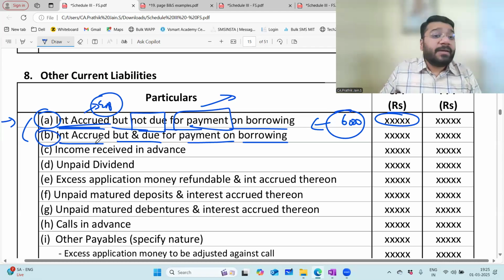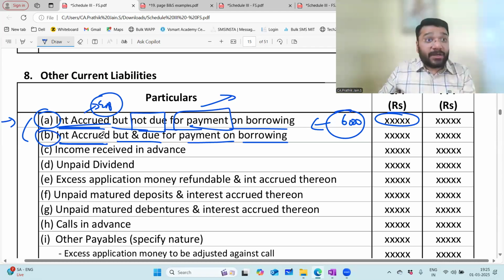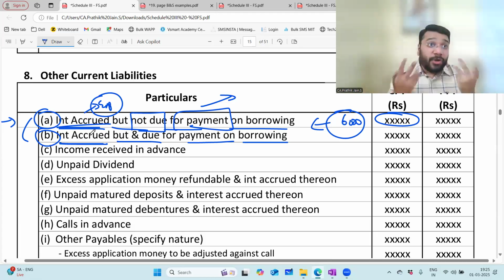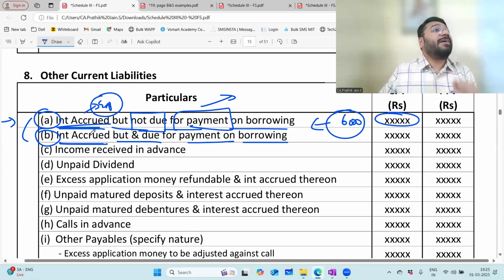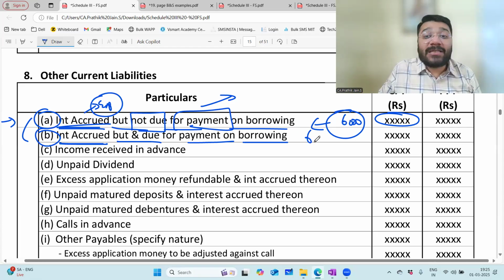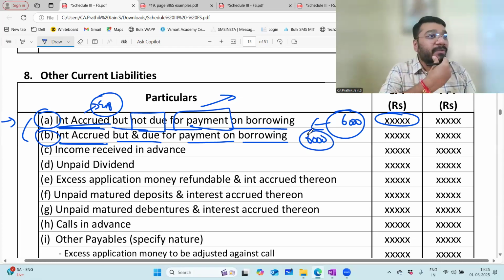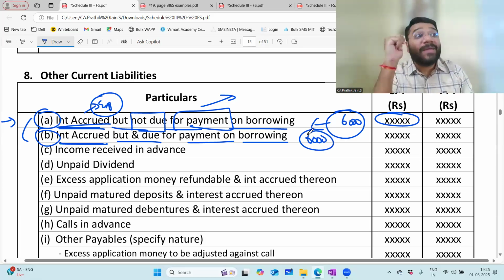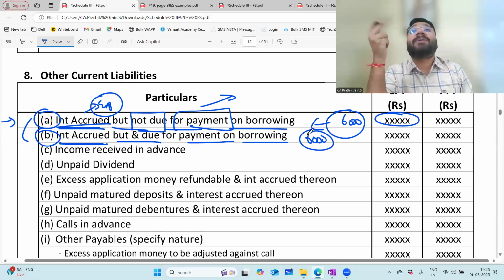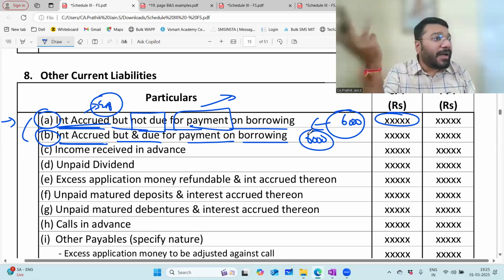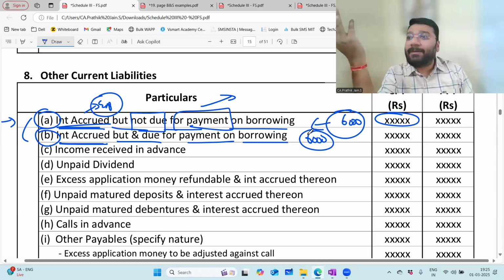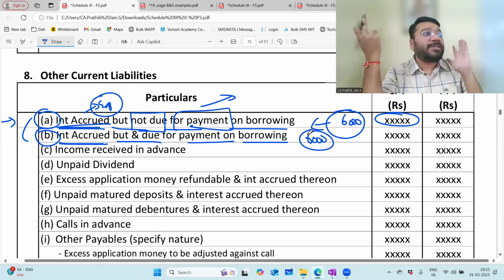Now what is point number B? Interest is accrued, expense is incurred. It was due for payment, but still did not pay the money. So here now you have to have a bad image about the company. Oh, 6,000 is interest enjoyed, expenses incurred. You're supposed to pay but did not pay. Why did you not pay the money? So now you have to create a negative perception about the company. Maybe the company does not have money, or maybe the company has a dispute with that person. We don't know. You have to be very cautious at this stage.